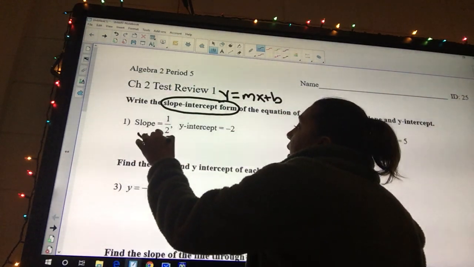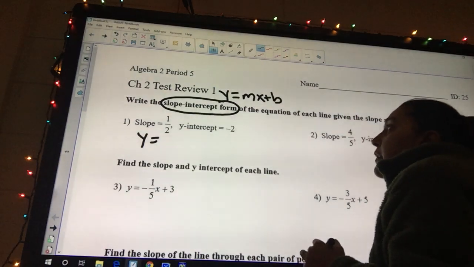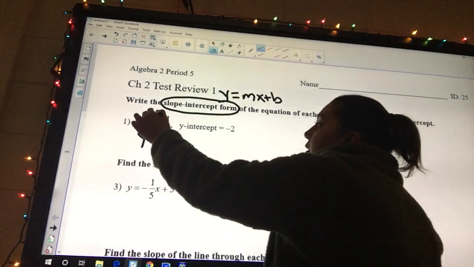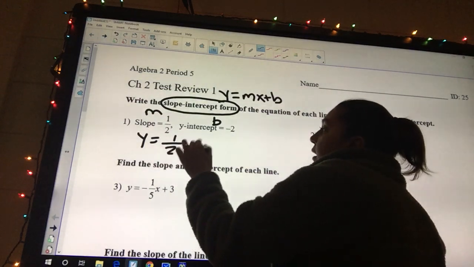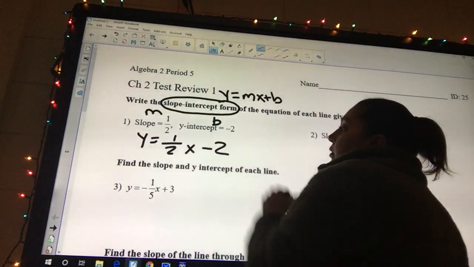I got y equals, my m is always my slope, so this is going to be my m, and my y-intercept is b. So it's going to just be y equals 1/2 x minus 2.